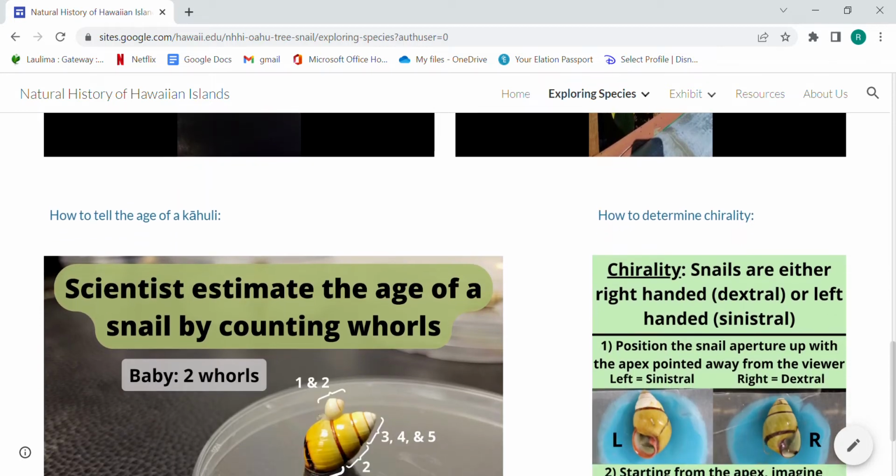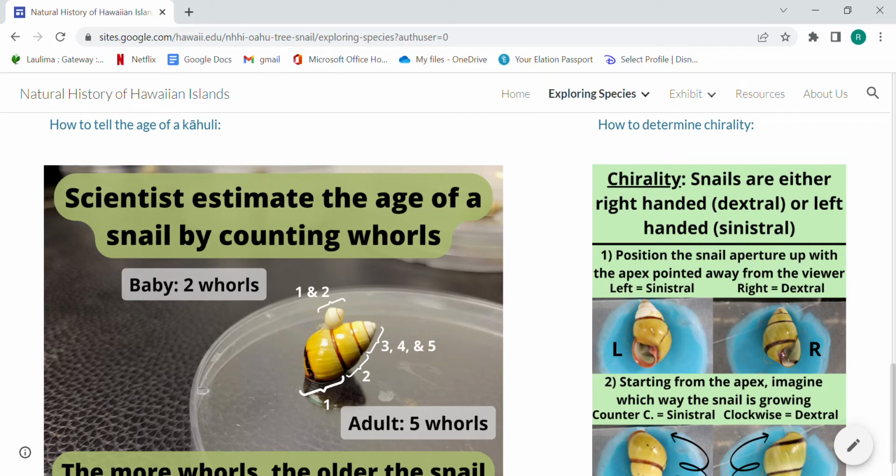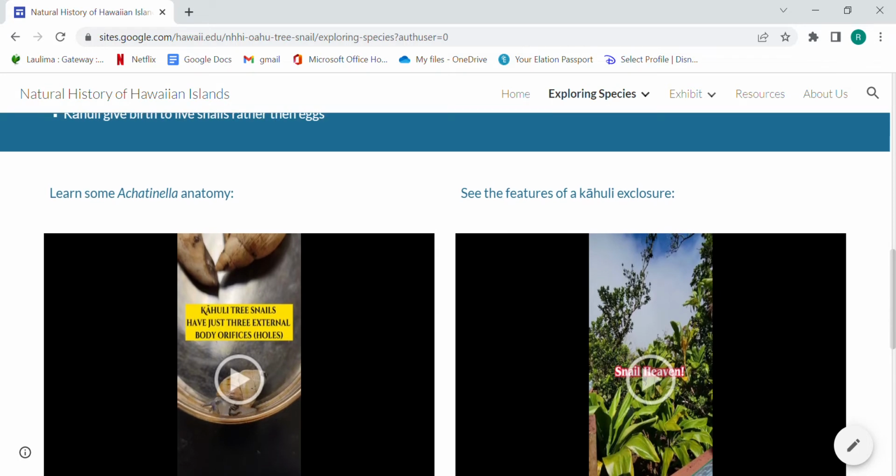And then we provide you with two graphics going over some aspects of snail shell morphology. And I will note that in this Achatinella anatomy video, if you watch until the end, you'll see a video of a Kāhuli giving live birth, and this is the first documented instance of this behavior, so definitely worth the watch.